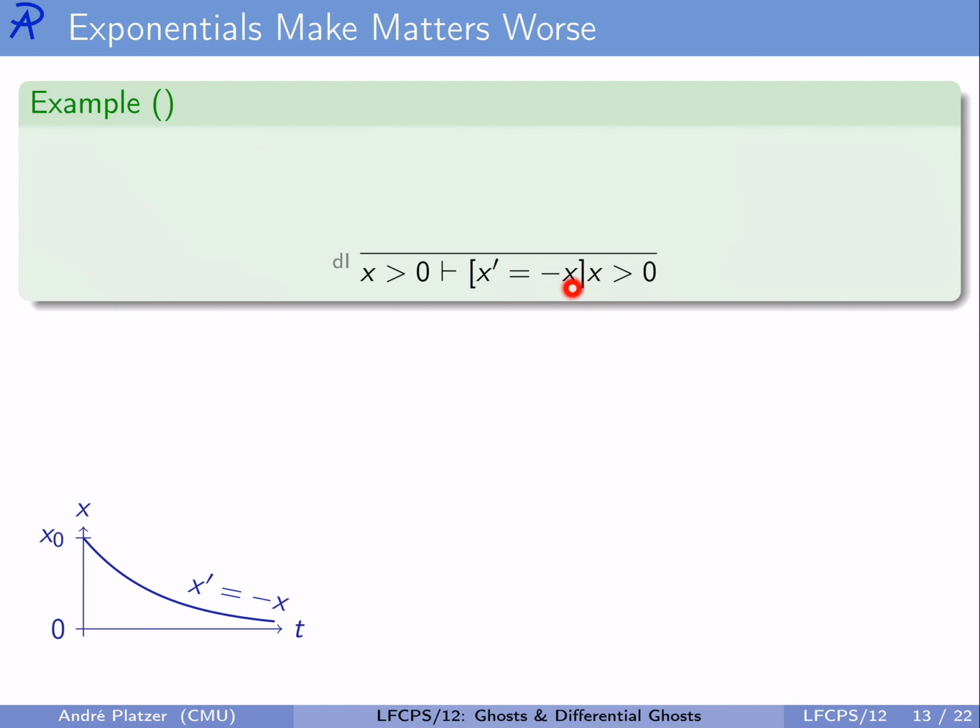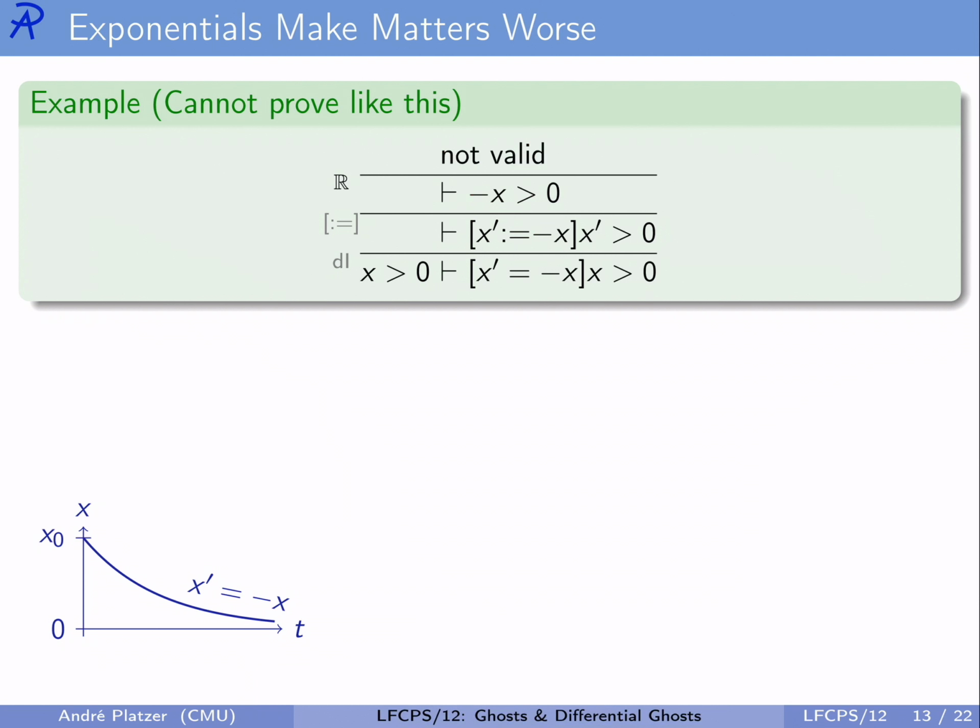That should be true, right? So let's prove it by differential invariants. So that will form the differential of the post condition. That's x prime positive. Plug in the left-hand side of the ODE for the right-hand side of the ODE. Minus x is positive. And how do we prove that again? Well, we don't, right? Because we can't prove that minus x is positive because, well, it might very well not be, right? The numbers 7 as well as minus 7 both exist. And if you plug in 7 for x, minus x isn't very positive at all. So this is not valid.